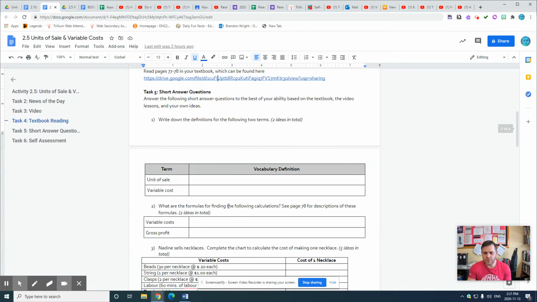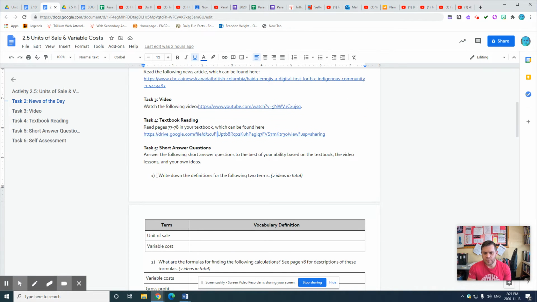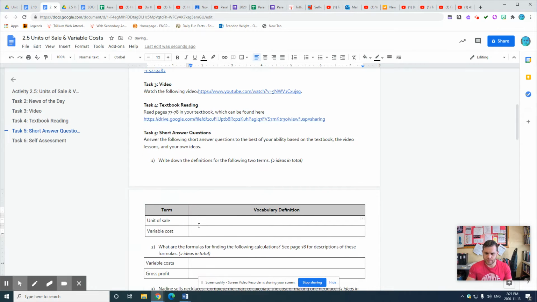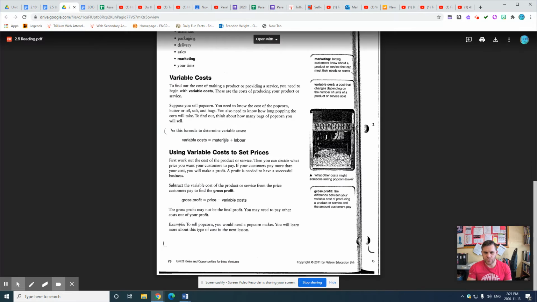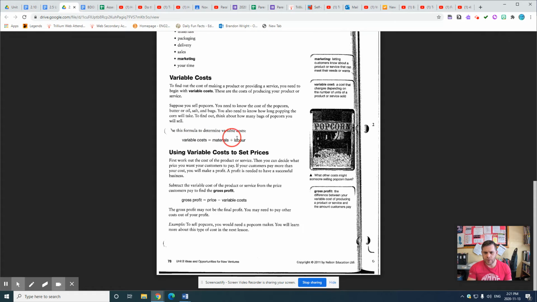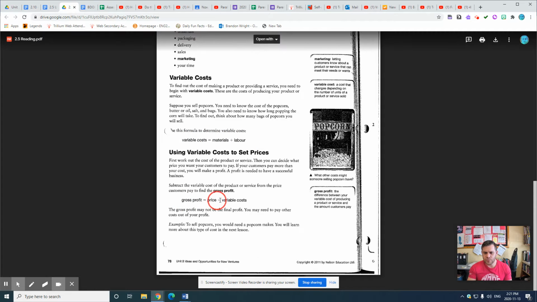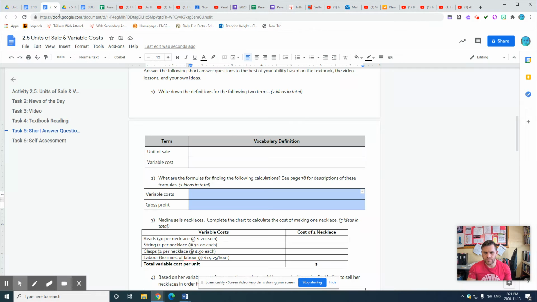So let's look at today's assignment. I want you to start off by writing down the definition of these 2 items, and you can find that in the text. And then write down the formulas for them. And if you're not sure what the formulas are, variable cost is right here. Gross profit is right here.